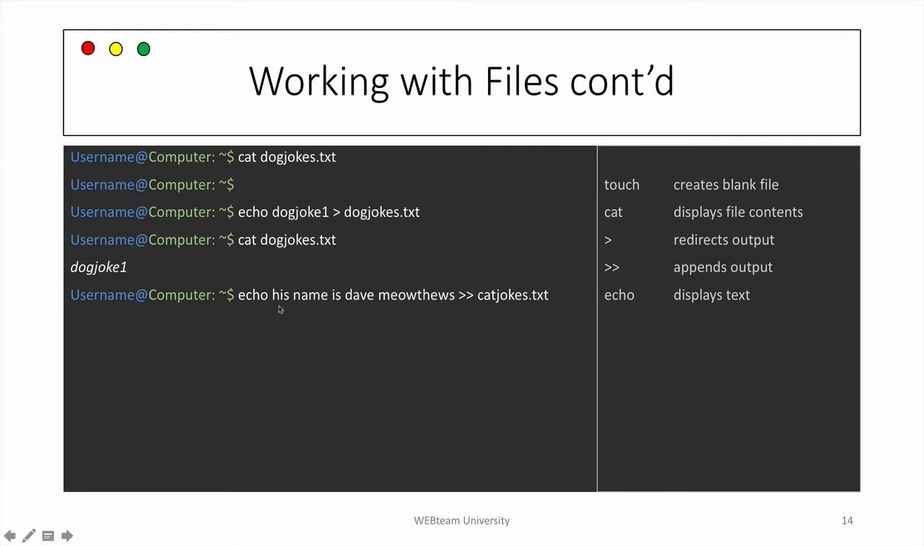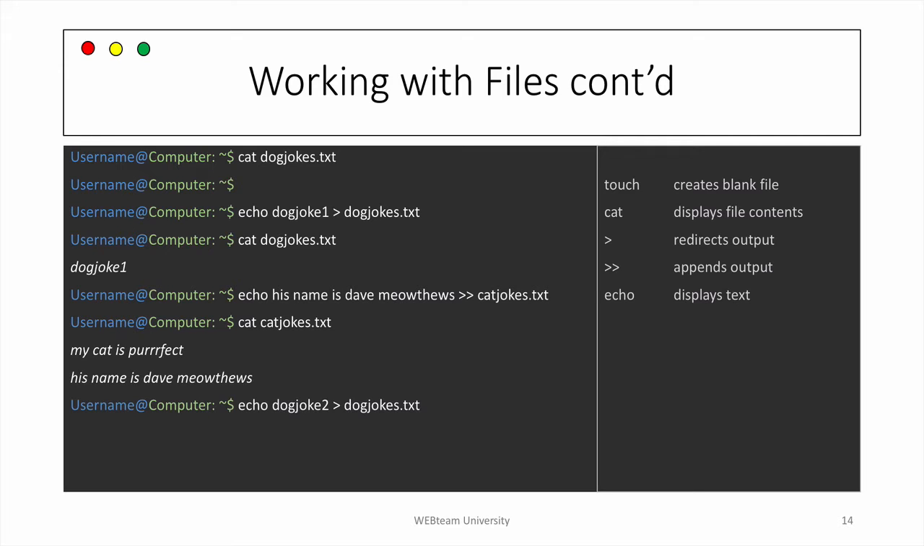Here's another command, echo. His name is Dave Meowthews. Append cat jokes text. Now let's see what the contents of cat jokes text is. So there are two lines. My cat is perfect. His name is Dave Meowthews. The contents of the file, cat jokes text, contains two hilarious cat jokes that I've just created for the purpose of this tutorial.